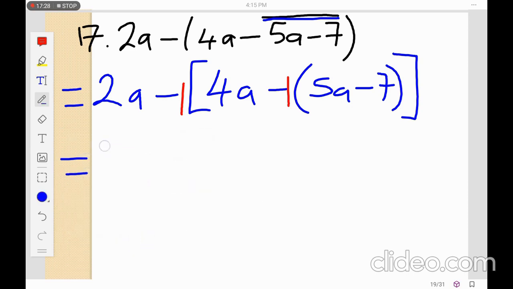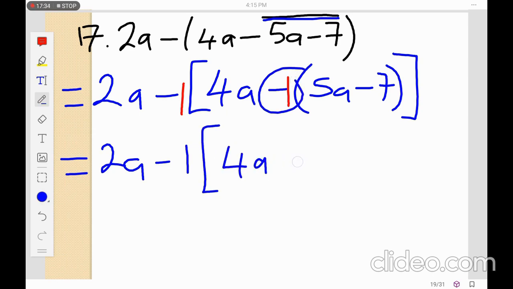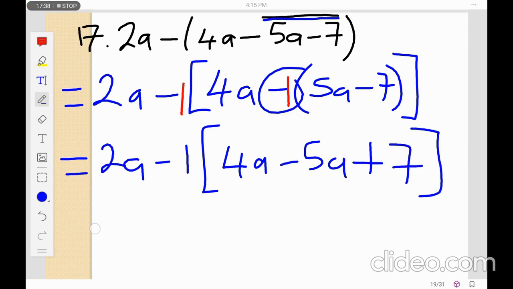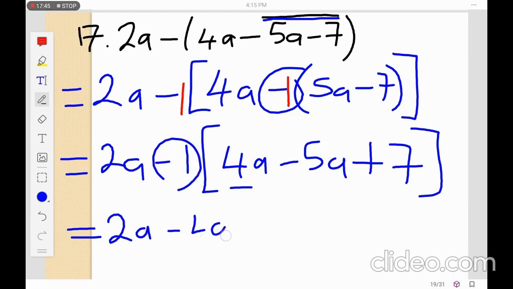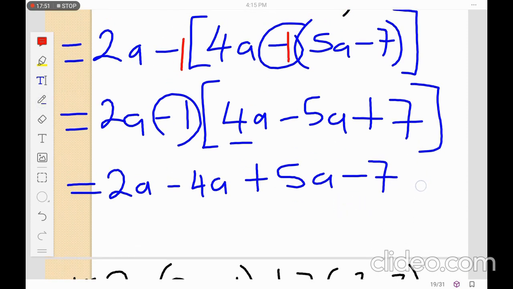So I'll have 2a minus 1 bracket 4a, then here multiplying this, I get minus 5a and plus 7 there. Then this one I'll get 2a, so this one minus 1 times this one, I get minus 4a, then plus 5a minus 7. Like that. Let's simplify.